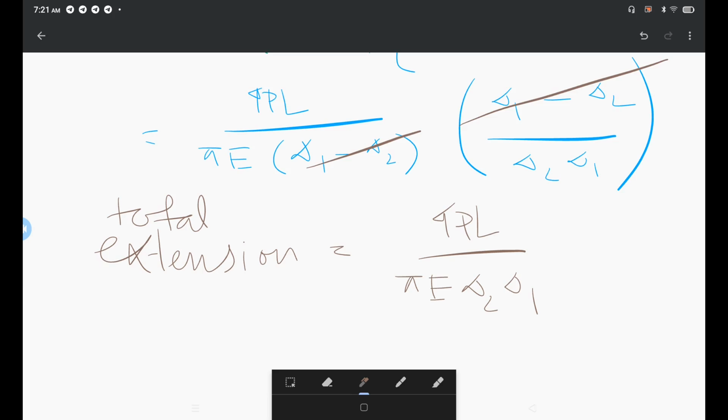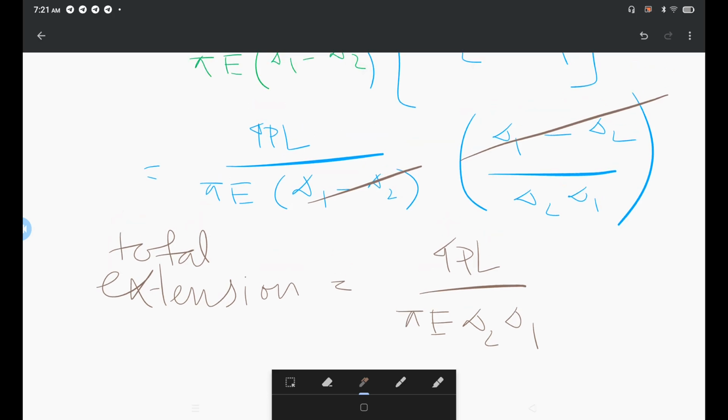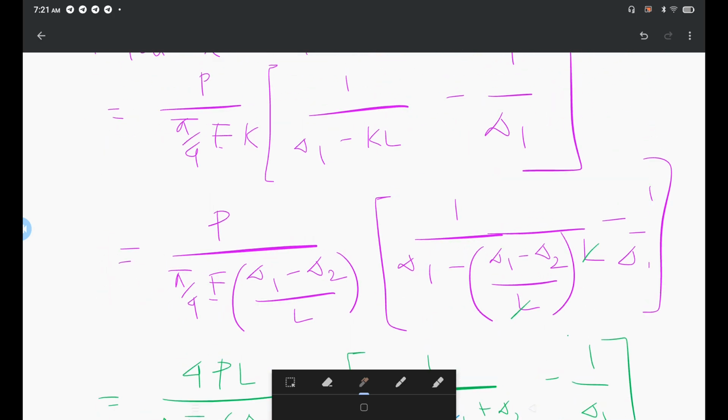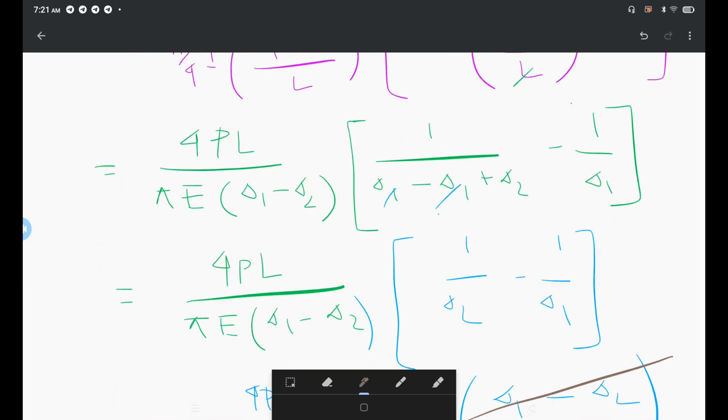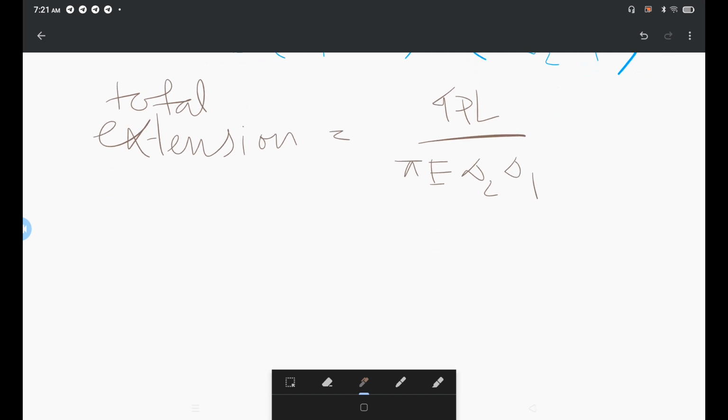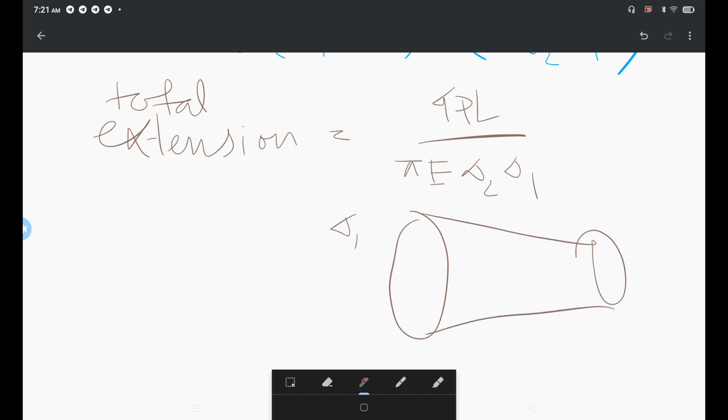This is for when our diameter D varies along the length L, from d1 to d2.